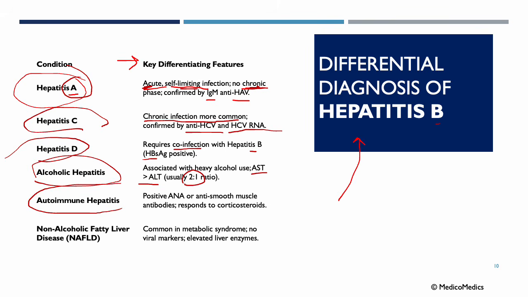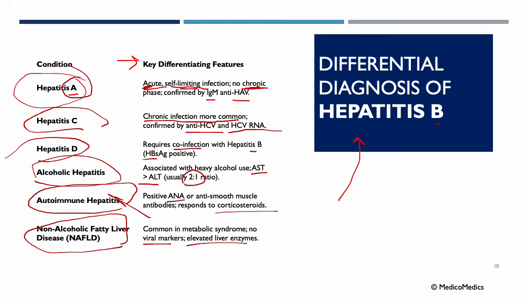Comparing it to autoimmune hepatitis, you will have a positive ANA, or anti-smooth muscle antibodies, and this one will respond to corticosteroids. Then we have non-alcoholic fatty liver disease. It's common in metabolic syndrome, has no viral markers, but has elevated liver enzymes.